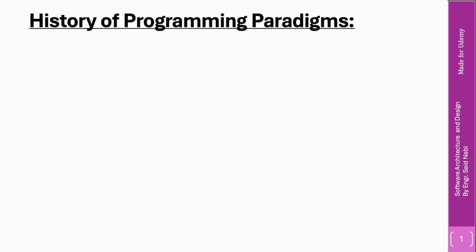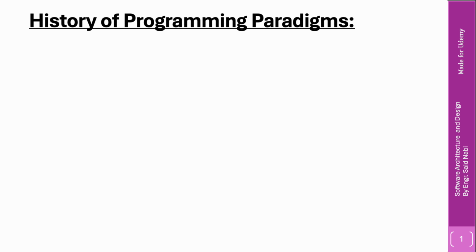Okay, let's talk about the history of programming paradigms. If you are using C++, Java, Python, or any other programming language today, this language was not made this way for the first time. In fact, there were other programming languages in the market, but they had some issues, drawbacks, and flaws, and people stopped using them because of those drawbacks.